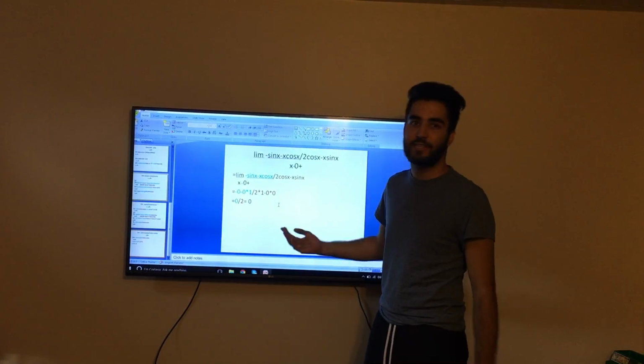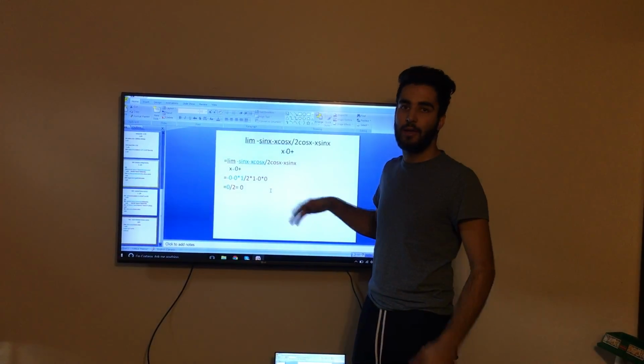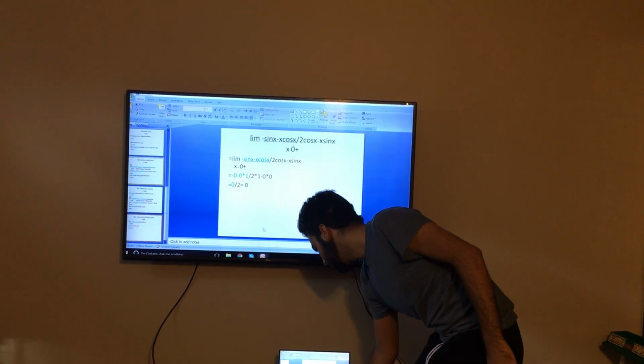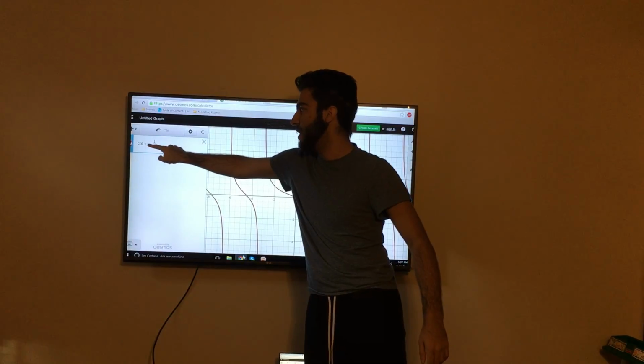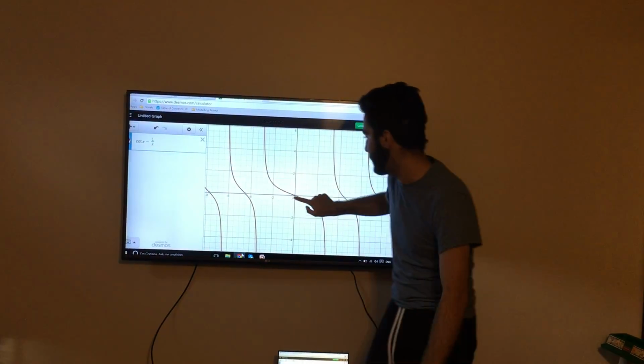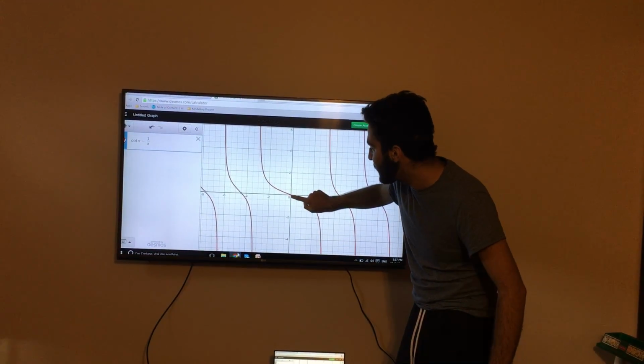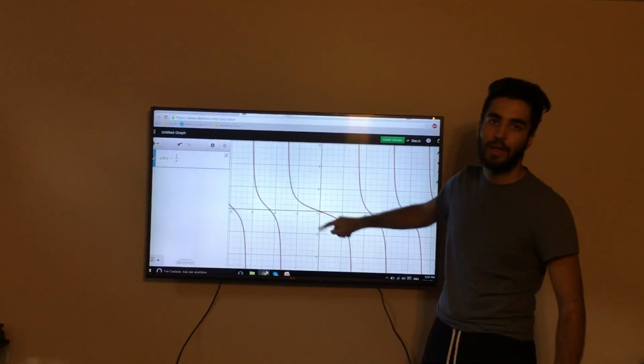Just for evidence, I'm going to use an online graphing utility which is called Desmos. When you look over here, this is our function, cotan x minus 1 divided by x. If you go right here, you can see at 0 from the plus side, we go to 0 again. So my answer is right.